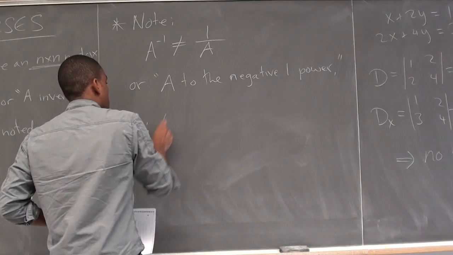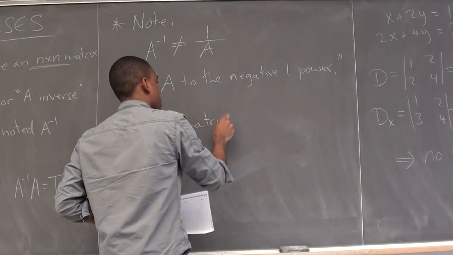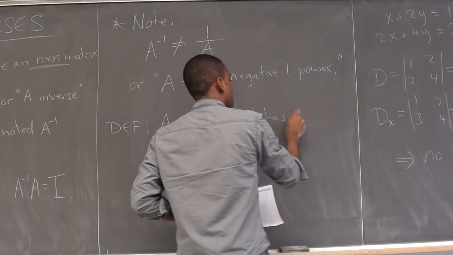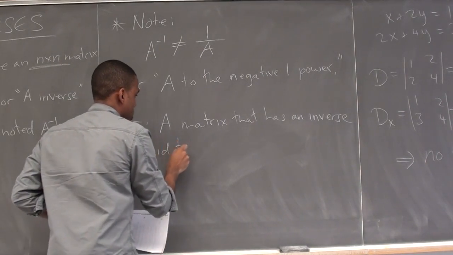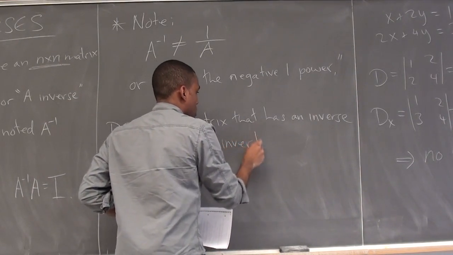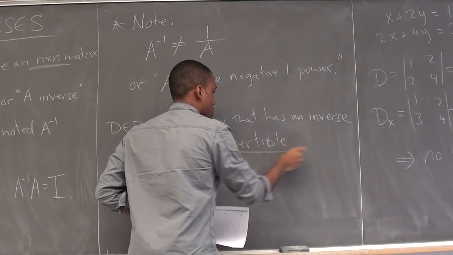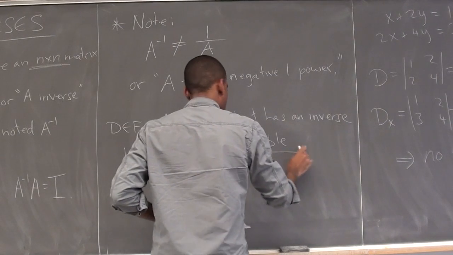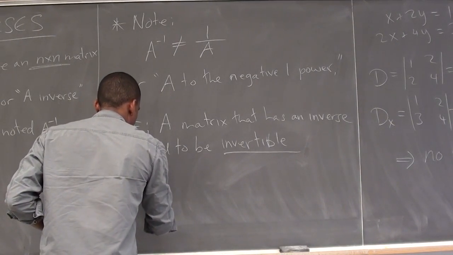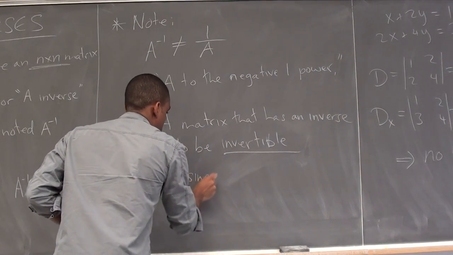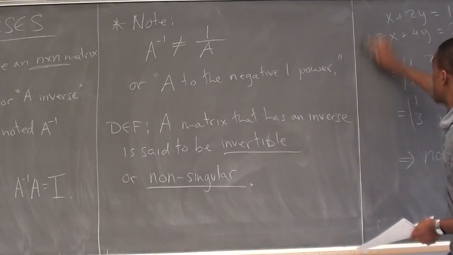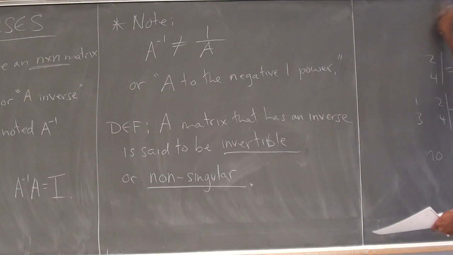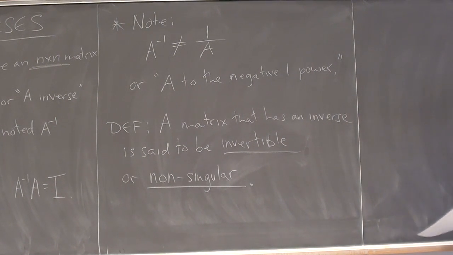Okay. Let's see here. Definition. A matrix that has an inverse is said to be invertible. That's the terminology. So if you're reading any literature, or even in the textbook, and they say the matrix is non-singular, it just means it has an inverse. That's the terminology that they use.